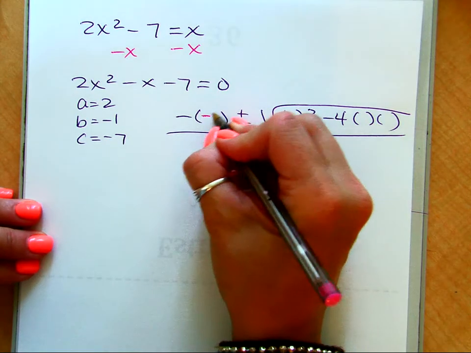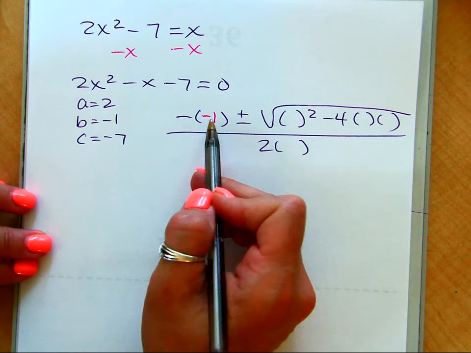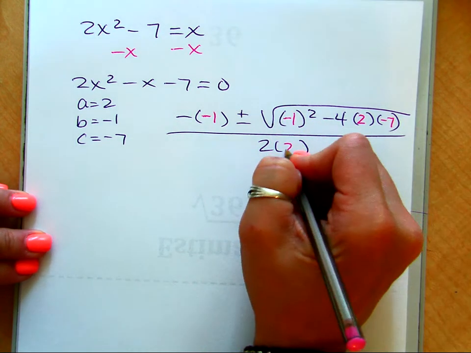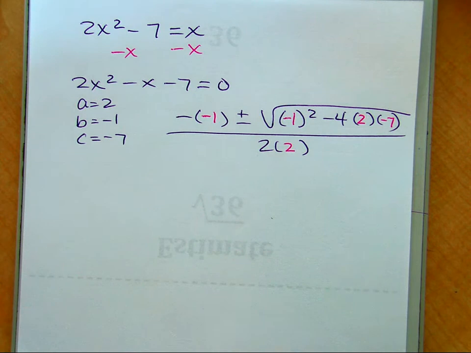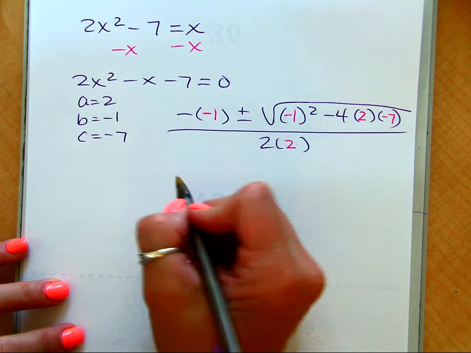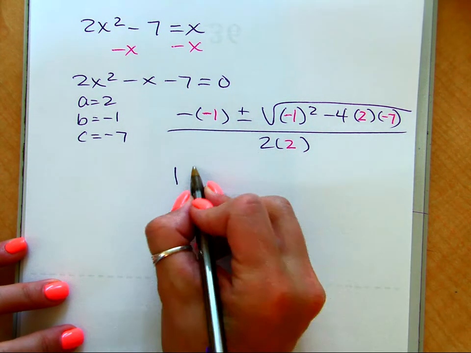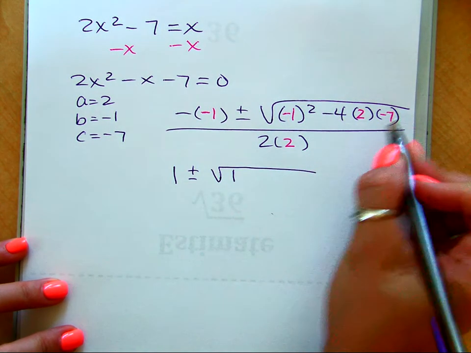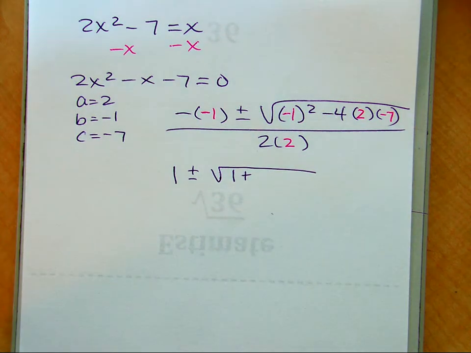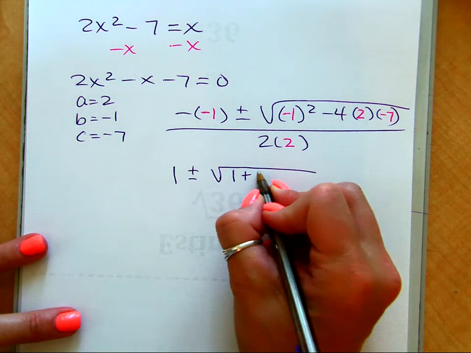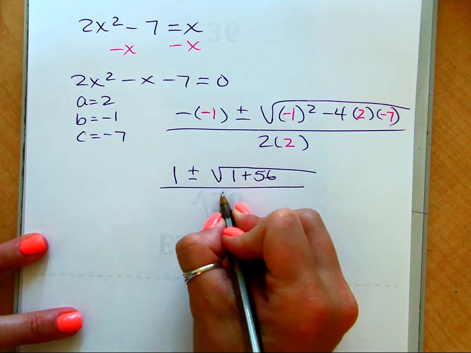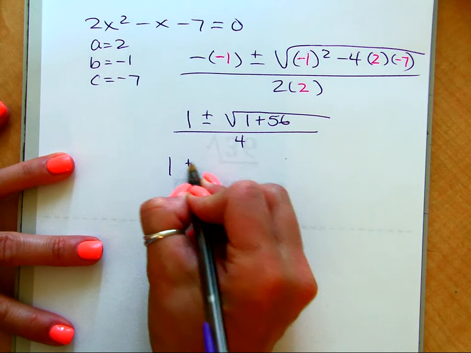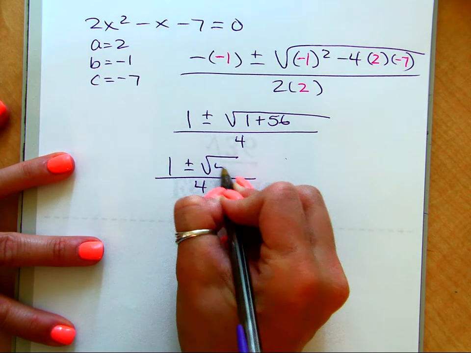This is why it's important, because people get confused about that. The opposite of b, plus or minus the square root of b squared minus 4ac, divided by 2a. What is the opposite of b if b is negative 1? Positive 1. Negative 1 squared is 1. Negative times a negative is a positive. 8 times 7 is 56. With me? So now I just need to do 1 plus 56 and get 57.